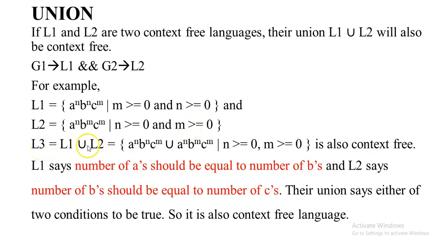L3 is equal to the union of L1 and L2. So we are combining both sets of strings. The conditions are the same, and the result is also context-free. The language L1 says the number of A's should be equal to the number of B's, and L2 says the number of B's should be equal to the number of C's. Their union says either of the two conditions must be true. So it is also a context-free language.